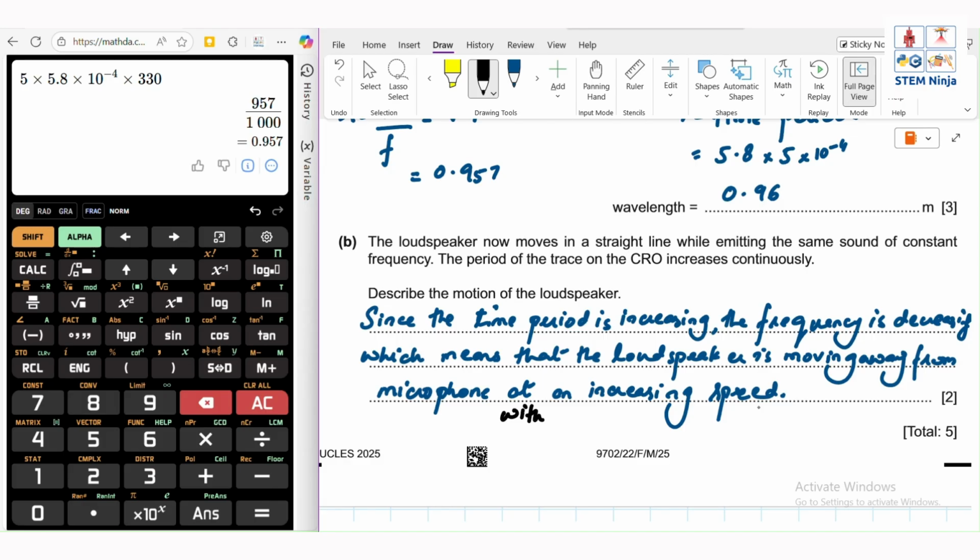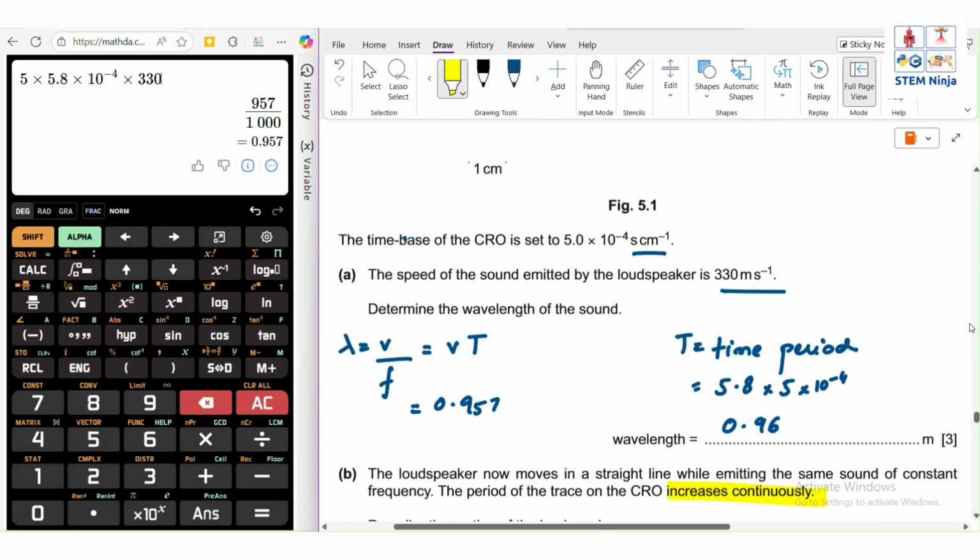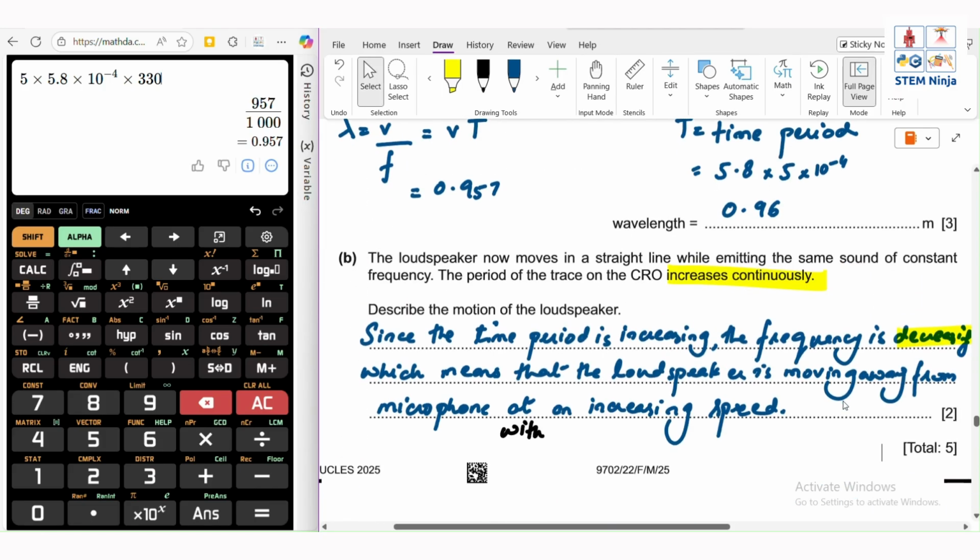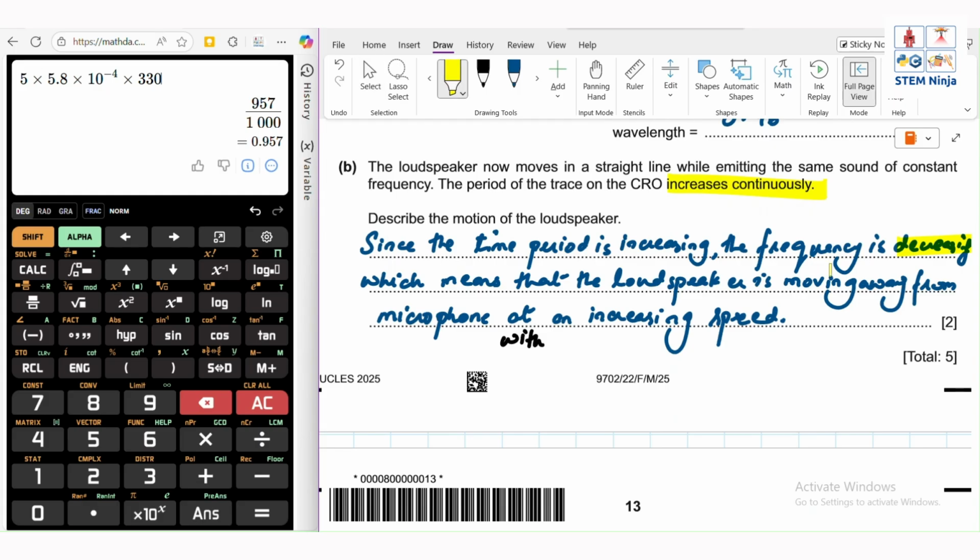You could also say accelerating. So the key word over here is that it is increasing continuously. So if it is continuously increasing, frequency is decreasing, not decrease and then just stop. It is continuously decreasing, so that means it is gaining speed.